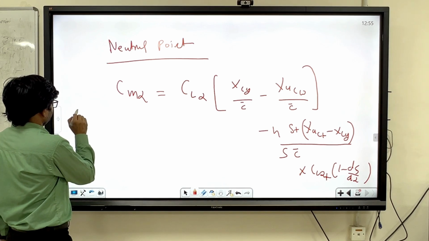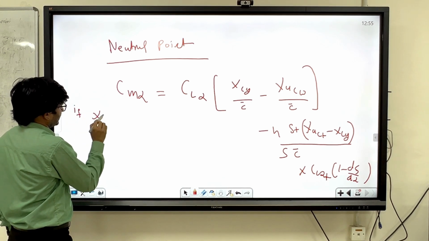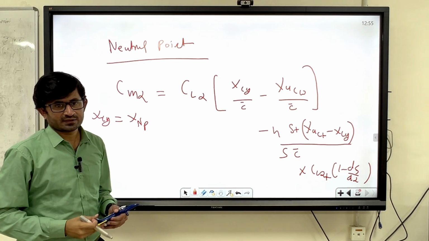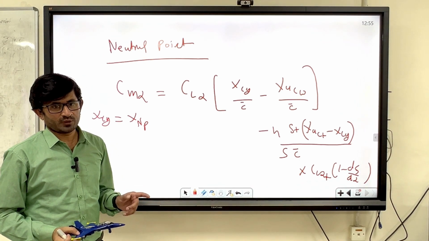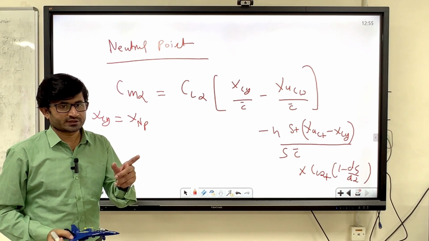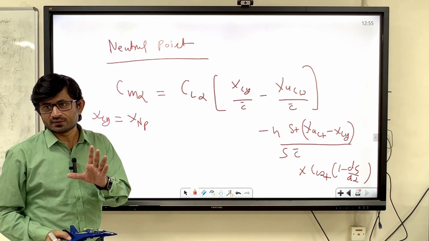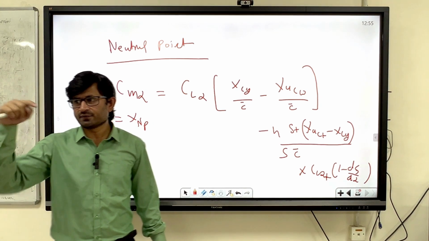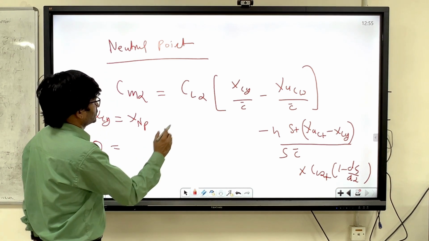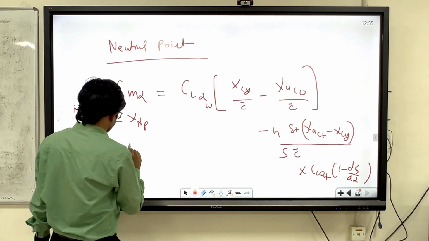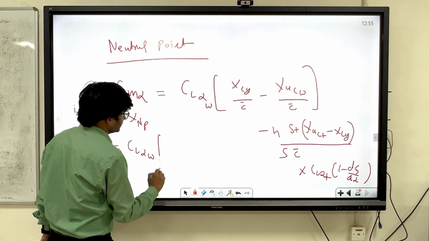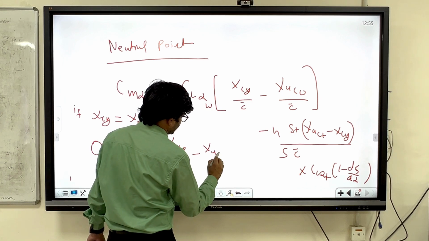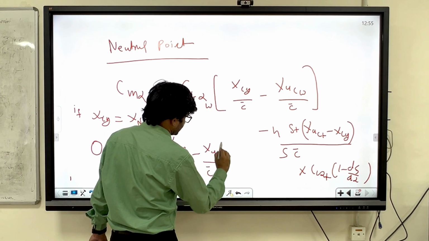So if XCG is XNP, that is, I told you the definition, right? See, neutral point is that CG location where the plane becomes neutrally stable. Cm alpha 0. Okay. Neutrally stable means not diverging, not converging. Okay? So you may write CL alpha of the wing, XNP by c bar minus XAC of the wing by c bar.